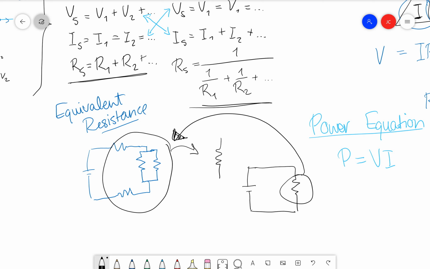It doesn't work all the time, because, for instance, if you don't know one of these resistance values, it's not helpful. But it's extremely useful and a huge time saver because this circuit is a lot easier to deal with than this circuit.